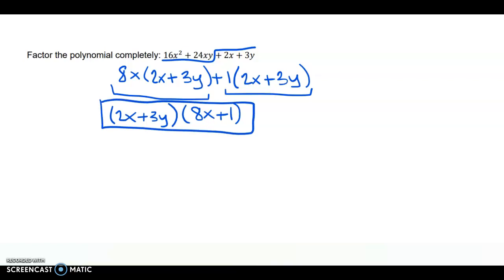Now again, if you want to check this, you can multiply this out, which I actually highly recommend doing. FOIL this out and make sure you end up with this polynomial that we were given at the beginning.